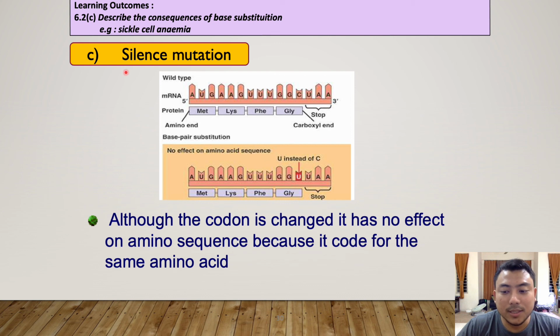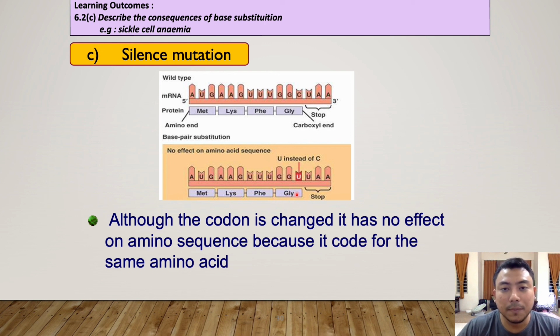And last but not least is the silence mutation. Apa maksud silence mutation ni? Although the codon is changed, it has no effect on amino acid sequence because it codes for the same amino acid. Macam ni pula tu. Okay, we look at this diagram. GGC encodes for glycine. Okay, U is being U instead of C, maknanya ada berlaku pertukaran lah. U menggantikan C.